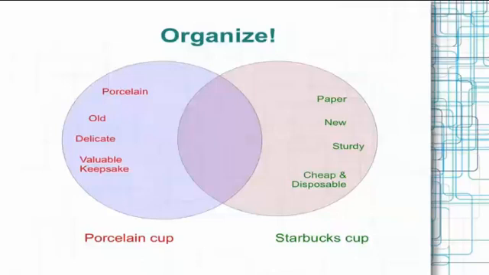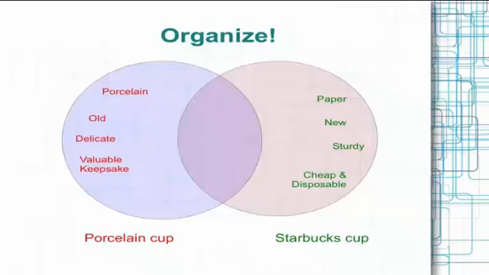And please note that there is symmetry, there is balance. If I talk about the quality of one of these objects on one side, such as the material it's made of, porcelain in one case, paper in the other, I have to talk about the same quality on the other side. So you have porcelain, paper, old, new, delicate, sturdy, valuable, and cheap and disposable.